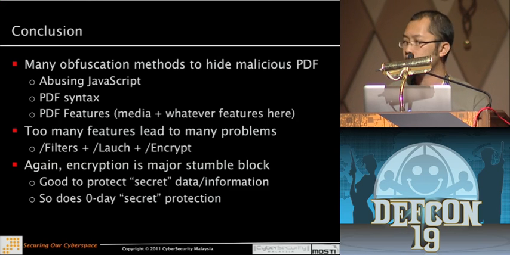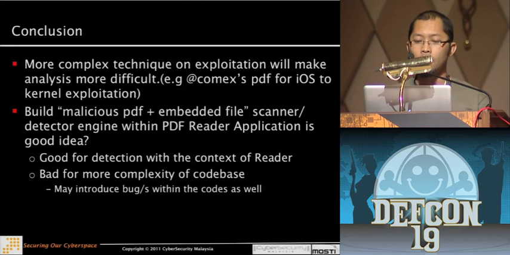And you also have /Encrypt, which I just showed in a demo. Again, encryption is a major stumbling block. It's good to protect your secret data, and it also works for 0-day protection. You can protect a 0-day within this encrypt function. More complex exploitation techniques will make analysis more difficult, I think. For example, Comex's PDF from iOS leads to kernel exploitation. Of course, there is a kernel bug as well on this, right?